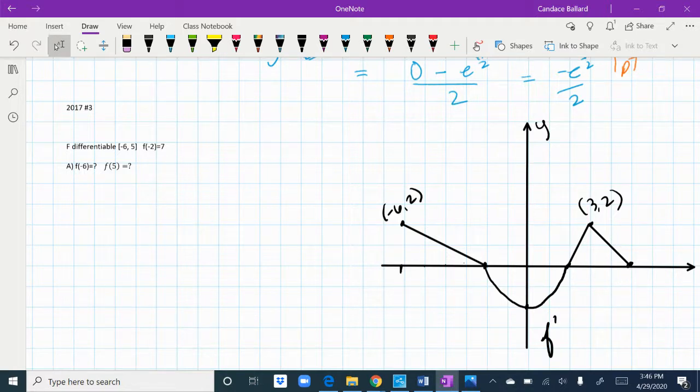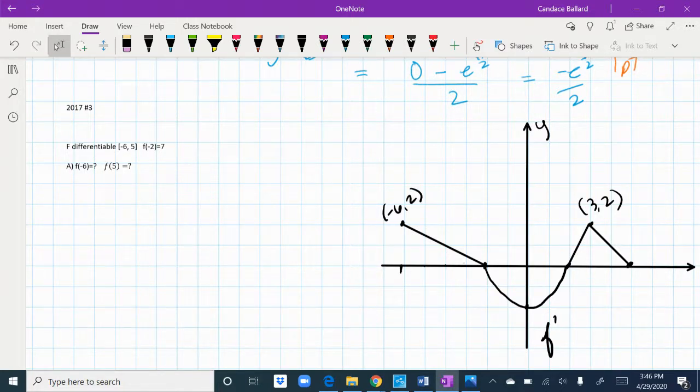All right. So we are going to work on number 2017, number 3 now. I'm going to read the problem. The function f is differentiable on the closed interval from -6 to 5 and satisfies f of -2 equals 7. The graph of f prime, the derivative of f, consists of a semicircle and 3 line segments as shown in the figure above. We should be getting really good at these. We've seen a ton of them. Find the values of f of -6 and f of 5.